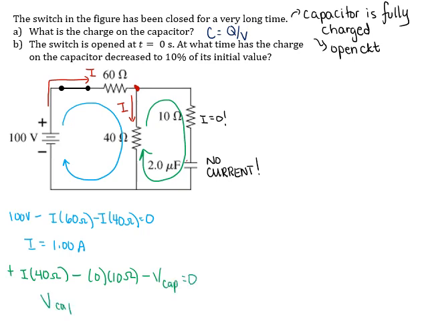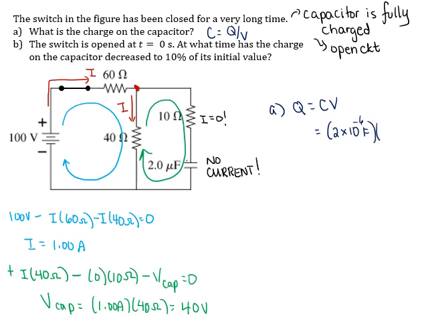So my potential drop across my capacitor is my 1 amp times my 40 ohms equals 40 volts. Okay, now I'm all set to find my charge on my capacitor. So for part A, Q is equal to C times V, and this is the potential after the switch has been closed for a really long time. So I've got 2 microfarads, that's 2 times 10 to the minus 6 farads, times my potential of 40 volts. And that gives me a net charge of 8 times 10 to the minus 5 coulombs.